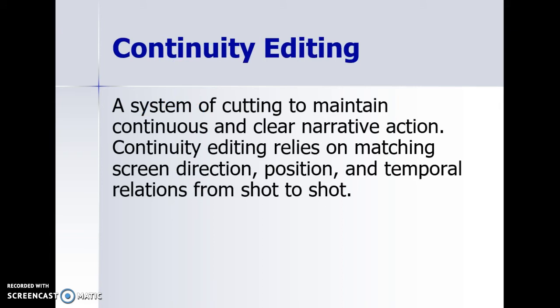So continuity editing is what we are used to. And continuity editing is a system of cutting film, basically, to maintain continuous and clear narrative action. Continuity editing relies on matching screen direction, position, and temporal, in other words, time relations from shot to shot. Now, we've heard this before over and over again, that to put together a 90-minute to 2-hour to 3-hour film, actors and directors and producers go on location and shoot for anywhere between 6 weeks to 6 months to sometimes 6 years.